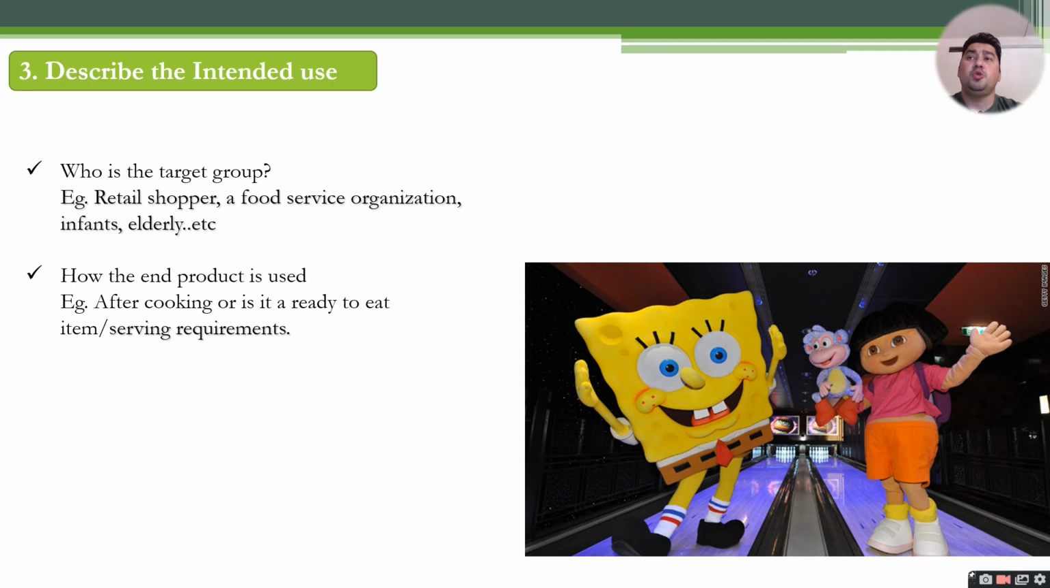After that, describe the intended use. Who is going to use this product? Who is the target group? Whether you are targeting children, pregnant people, old people, or any ill people. Example: retail shopper, a food service organization, infants, elderly. And how the end product is used, for example, after cooking or ready to eat, and serving requirements. So how it should be used. Whether after opening, the food product should be reheated, or it can be eaten as a cold food product, or eaten as it is. So these are the requirements that you should include in the third step.